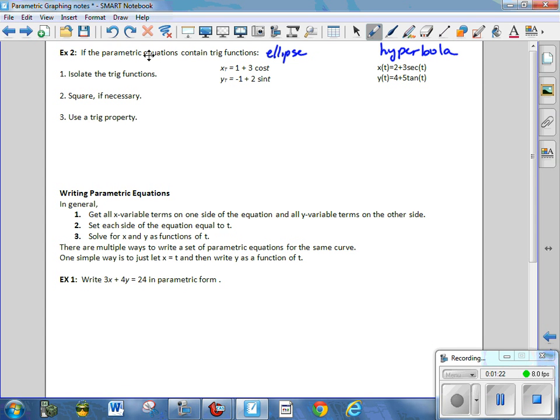In the first equation, if I subtract 1 from both sides, x minus 1 equals 3 cosine t. Then divide by 3, and x minus 1 over 3 equals cosine of t. The second equation is y plus 1 divided by 2 equals sine of t.